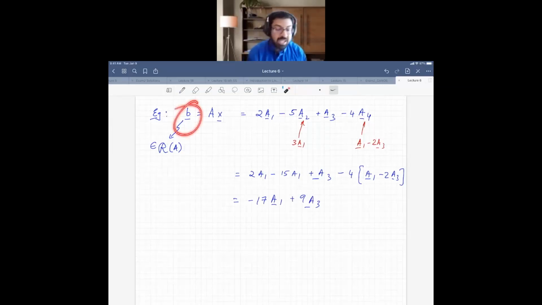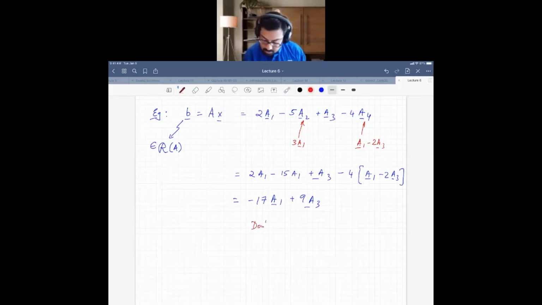So b, that is belonging to my range, I was able to just use a linear combination of a1 and a3 and get there. Which means that a1 and a3 have to be in my basis. I don't need a2 and a4. Those are linearly dependent on a1 and a3. So don't have a2 and a4 in the basis.